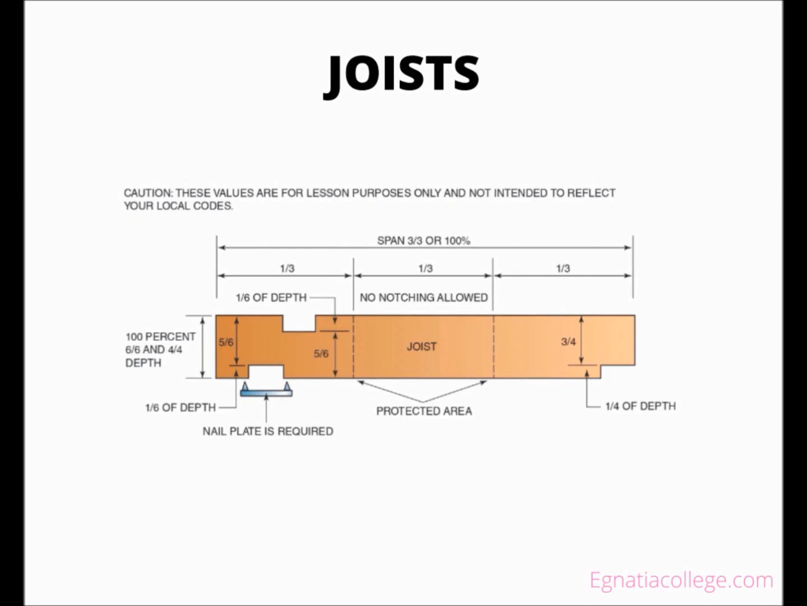Other codes allow notching at the bottom and top of a joist as long as the notch does not remove more than 1/6 of the depth of the joist. Still, other codes do not allow any notching in the middle 1/3 of a joist.